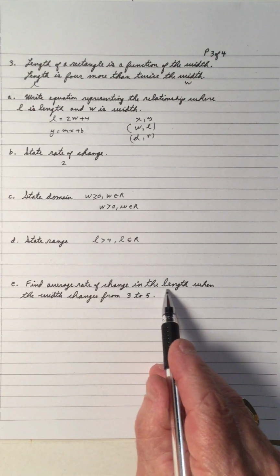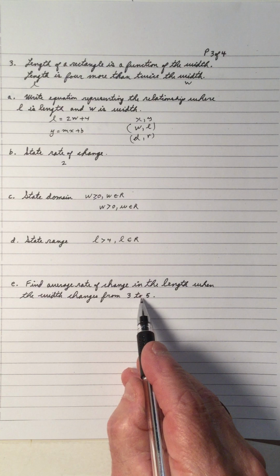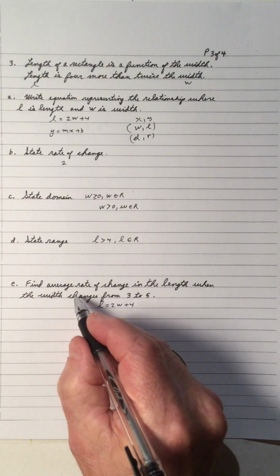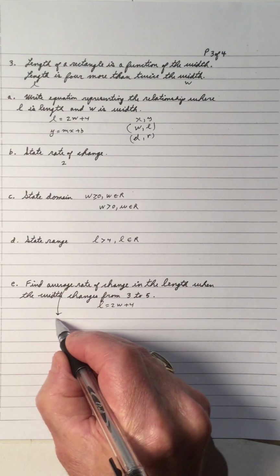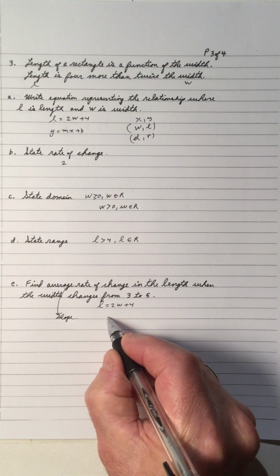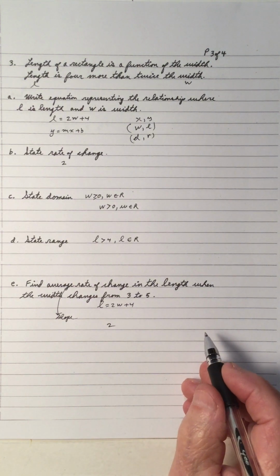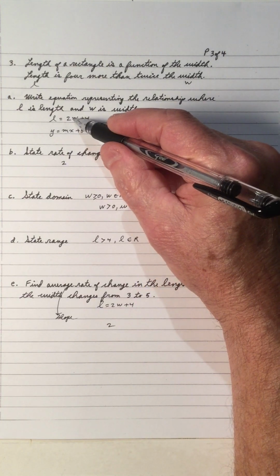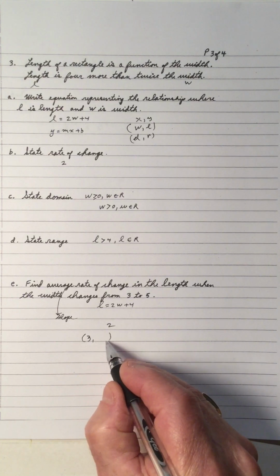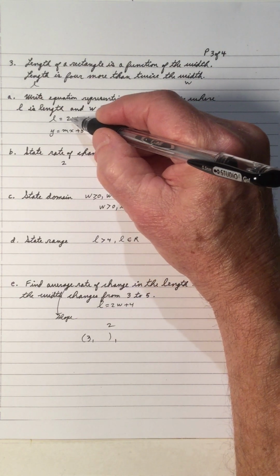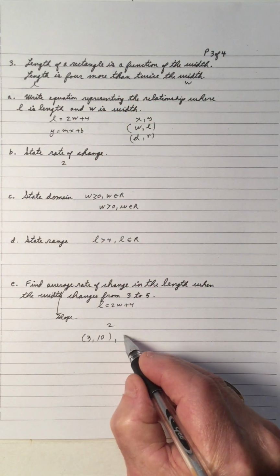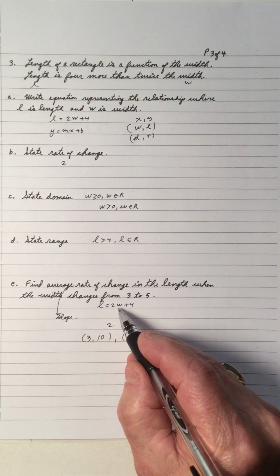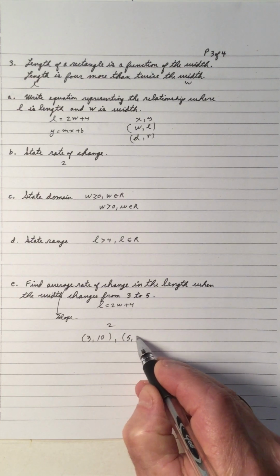E, find the average rate of change in the length when the width changes from 3 to 5. Notice the equation: the length is twice the width plus 4, and the rate of change is the slope. So the rate of change is 2. If I want to work it out, I'm still going to get a 2. If I take 3 and plug it in here, 2 times 3 is 6 plus 4 is 10. If I put 5 into this equation, 2 times 5 is 10, so 5 gives me a 14.